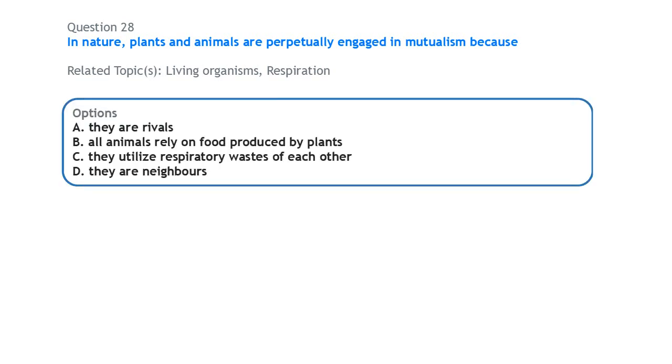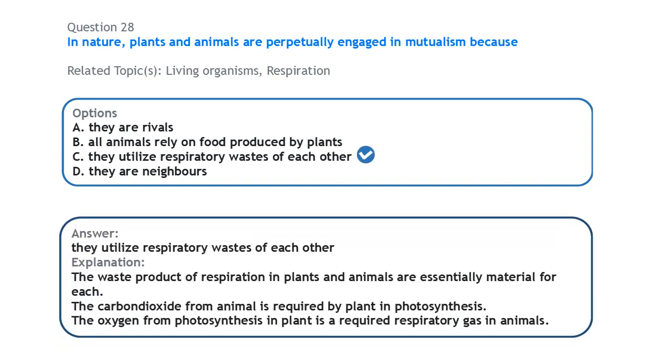Next, on living organism reproduction. In nature, plants and animals are perpetually engaged in mutualism because they utilize respiratory waste of each other. So animals will require oxygen in respiration. Plants require carbon dioxide. Now animals, we breathe in oxygen and we breathe out carbon dioxide. We breathe out carbon dioxide as a waste product.